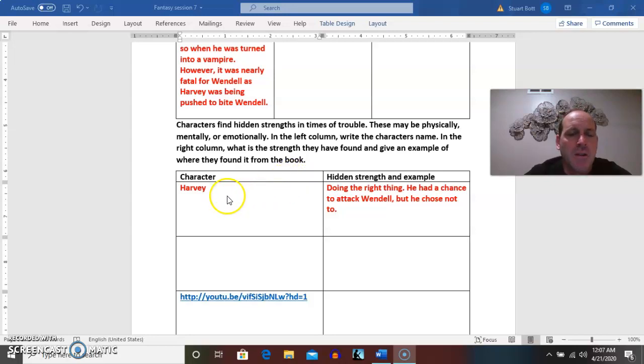What I've got here is my character is Harvey, and hidden strength is doing the right thing. An example of that, when he had the chance to attack Wendell, he chose not to. Even though in the book, I think he might have said he felt stupid and weak or whatever, it was actually quite a strong thing to do, and that's obviously not to attack Wendell. So he did the right thing there. But that's how we fill out that table.